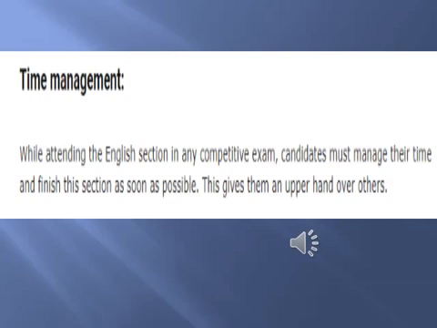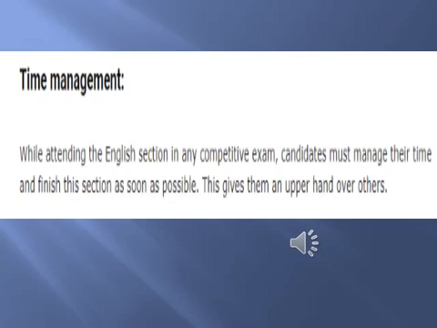When you are appearing for any examination, time management is very important. And remember that in the case of English section, you come across familiar words. So if you attempt English section well, then you will gain confidence in other sections too. Now when you are appearing for the GAT examination, at first in section A, you have got English section and section B is meant for social science and current affairs. So while attending the English section in any complex exam, candidates must manage their time and finish this section as soon as possible.